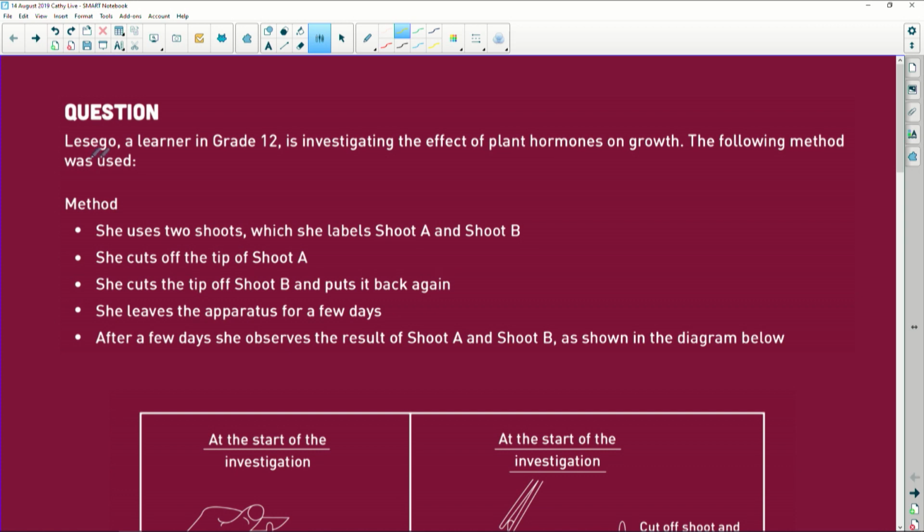Lesejo is a learner in grade 12, and she's investigating the effect of plant hormones on growth. So that is what we're doing. The following method was used. So let's have a look at her scientific method.